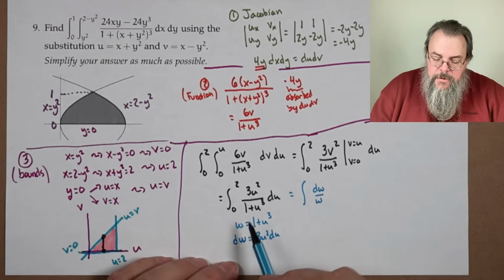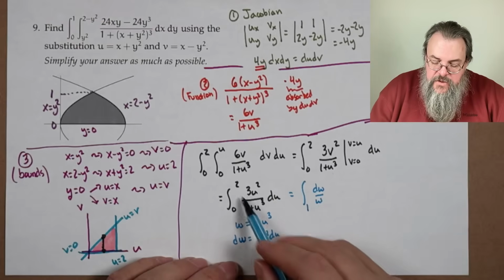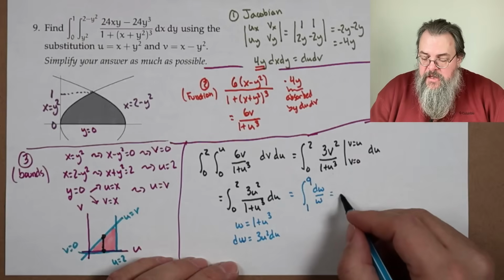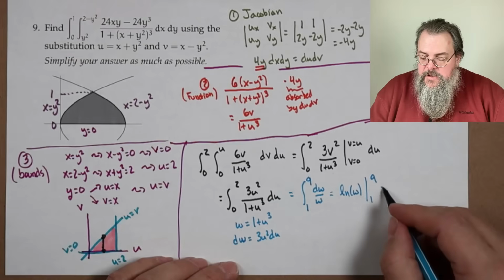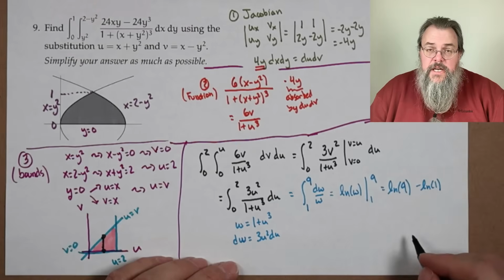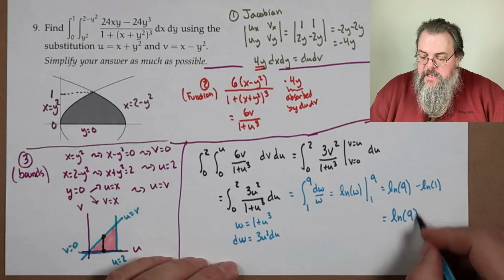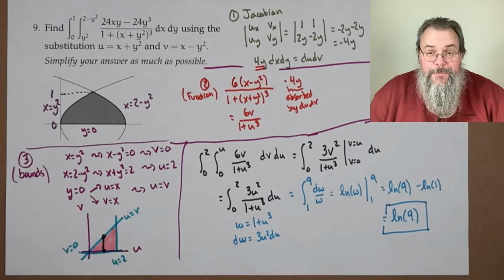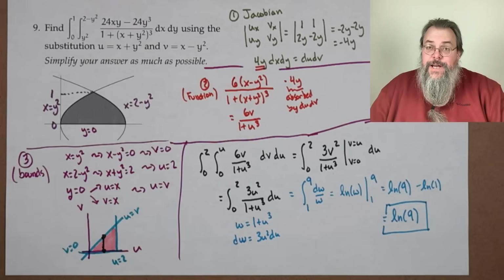Our bounds, well, plug in 0, you get 1. Plug in 2, and you get 9. So this becomes log of w. Evaluate that from 1 to 9, which is log of 9 minus log of 1. Well, log of 1 is 0, and so we end up with log of 9. And it says simplify. I think that's as simple as we can possibly hope for. Log of 9. Whew, that was a good one.